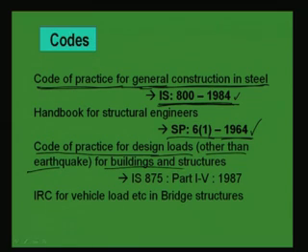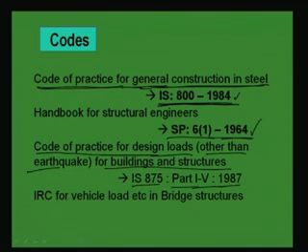The other code which will be required is the Code of Practice for Design Loads other than earthquake for buildings and structures, that is IS 875 part 1 to part 5, 1987. These codes will be required to calculate the different types of loads, like dead load: how to calculate dead load, what the specifications are, and what the densities of different materials are. So, in part 1 it is given. Part 2 consists of live load, right. The different types of live load: what the live load at the terrace will be, what the live load at the mid floor will be, and the live load in residential and commercial buildings. Those things have been defined in IS 875 part 2.